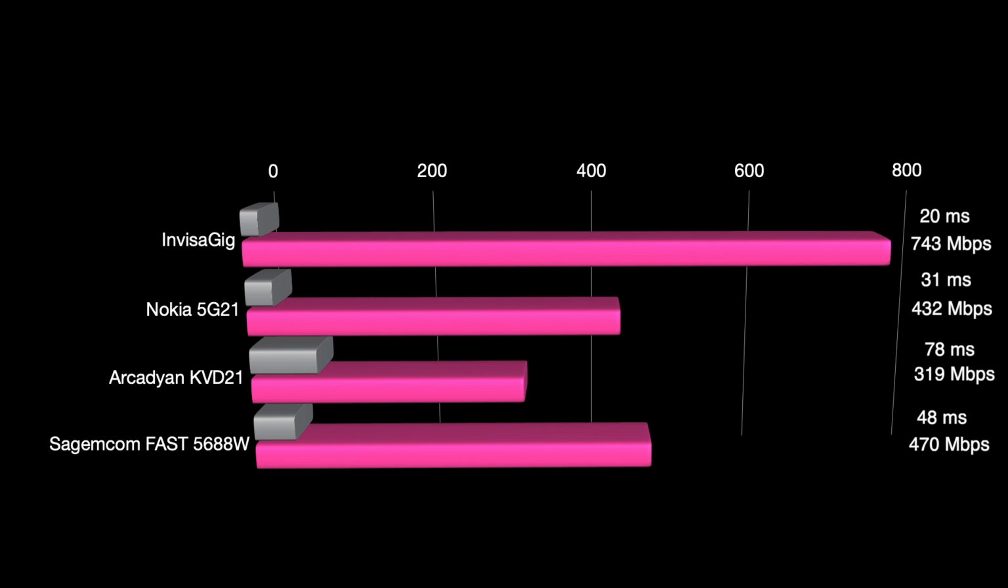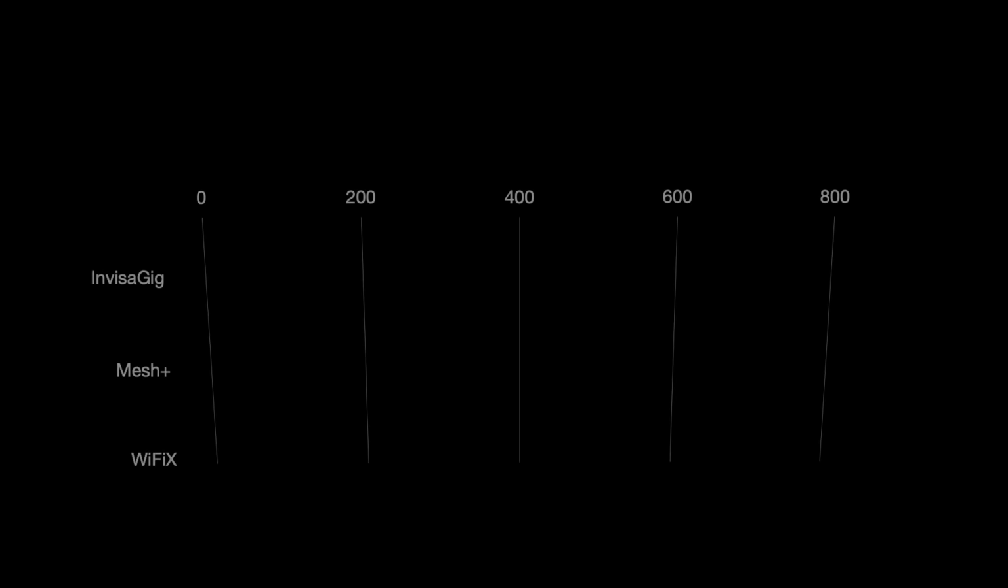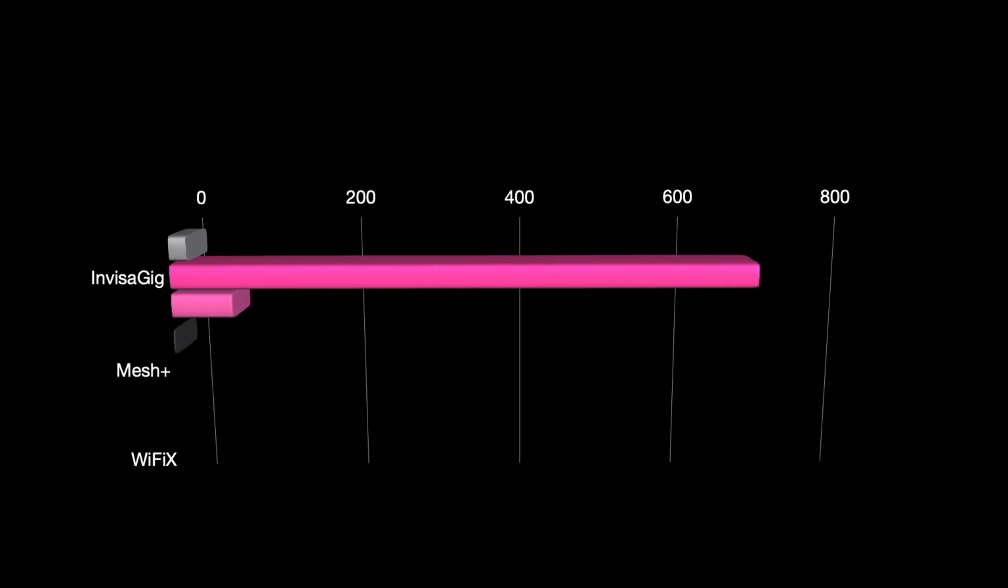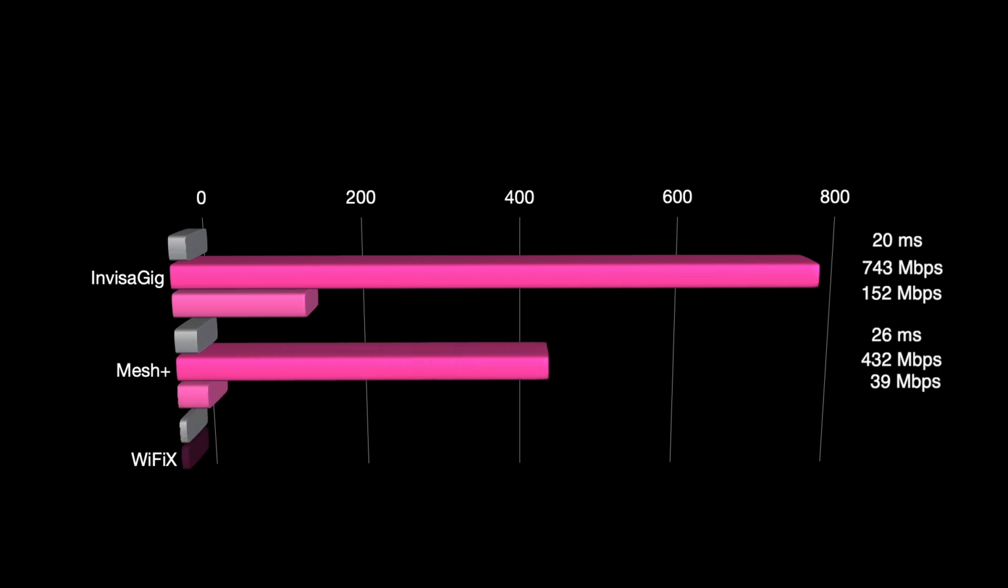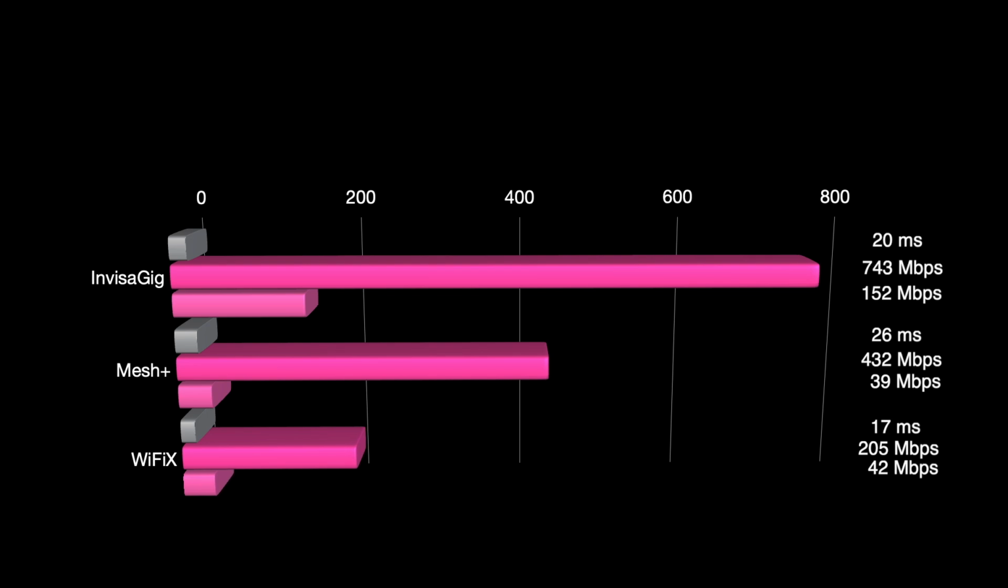Now, how does that compare to other offerings from Haven Technologies, specifically the NexPro 5G gateways? I was able to test both the Mesh Plus and the Wi-Fi X models, and I can tell you that the InvisaGig shined here again. So we carried over our ping as well as our download speed, and then I added my average upload speed of 152 megabits per second, and you will see that it blows the other two out of the water.